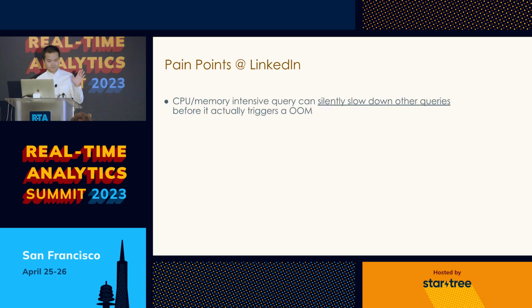As Vivek has already mentioned, we have a very large-scale deployment of Pinot within LinkedIn. With the scale comes the complexity. So the user can sometimes unintentionally run very expensive queries without prior notice, and they can also fire large data exploration queries. All these queries can silently slow down a bunch of other queries before they trigger an OOM, crash the server, and restart the server.